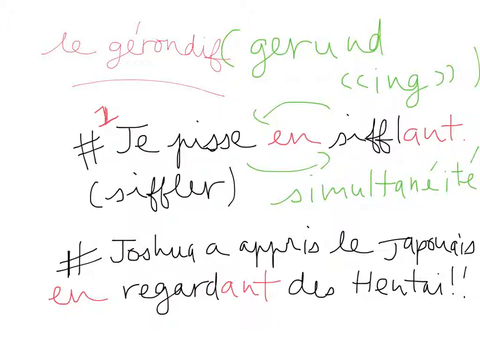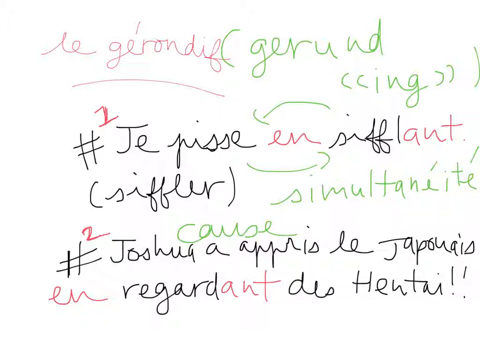So what's the very important thing to remember here? It's not that Joshua learned while watching hentai, which is a bad thing to do. It is that basically we learn about the cause, the manner, how Joshua learned Japanese. This is the second use of the gerund. It is la cause. Okay? First use was simultaneity. Second use was the cause.